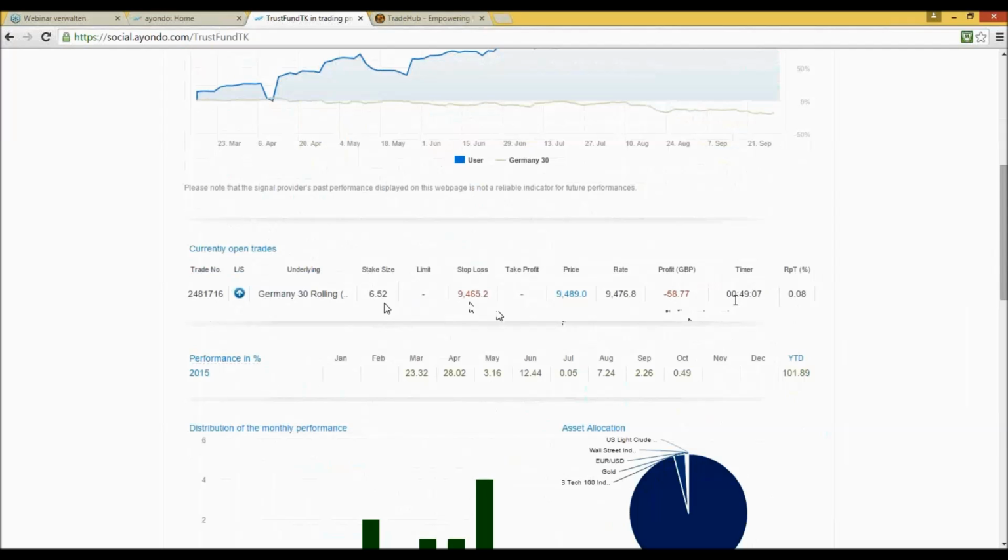But we can see that trade's been open, as I said, just under an hour, and that is reflected here in the timer showing how long the trade's been open. And then we've got something called the RPT. This is quite interesting because this denotes the risk per trade that he's taken, representative of his account size. So he's actually taken a 0.08% risk on that trade.